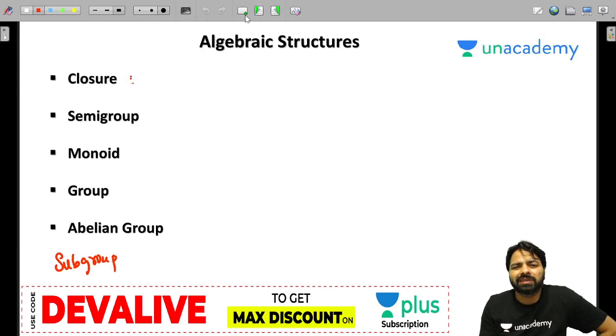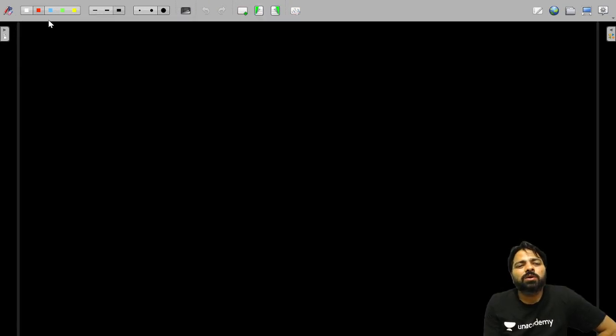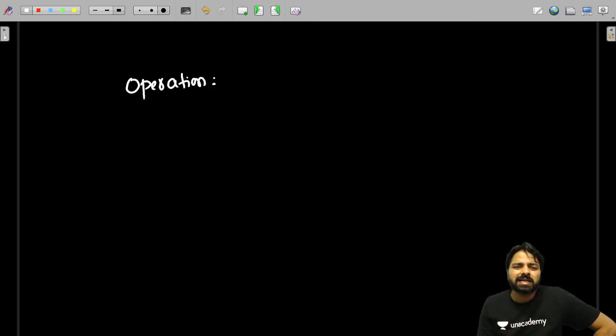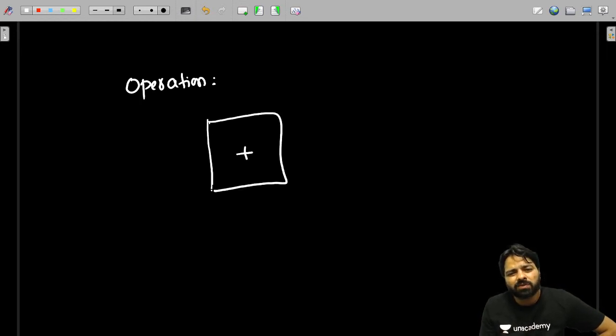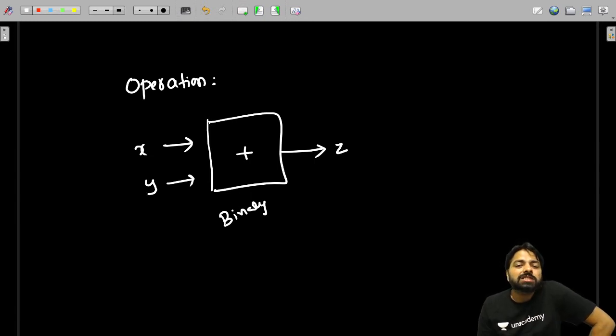But before dealing with closure, let me tell you what an operation is. See guys, when you are applying any operation, let's say addition, how many inputs are required? If it is a binary operator, I'm just taking binary. If it is unary, only one input. You have x, y and z. So an operation is also a function. Is it a function or not? It is a function.